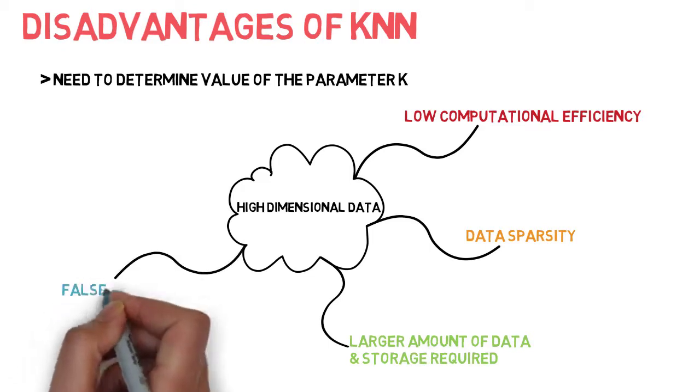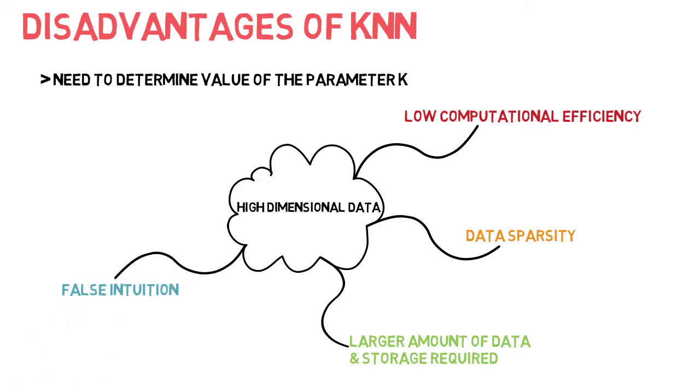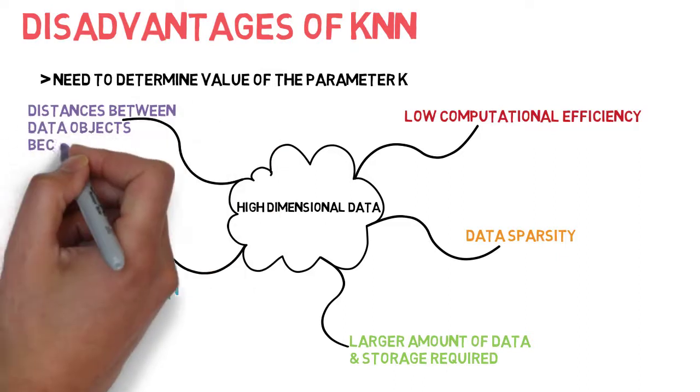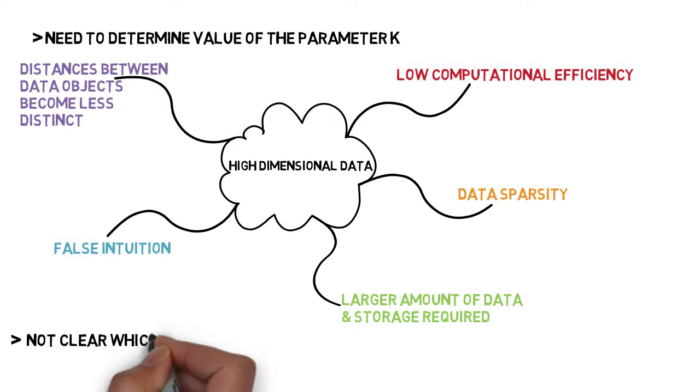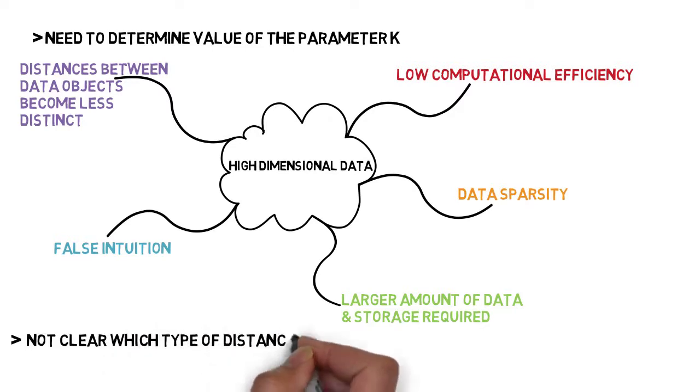We get a false intuition, which means close nearest neighbors are not close anymore, and the distance between data objects becomes less distinct. Distance-based learning is not clear on which type of distance to use and which attribute to use to produce the best results.